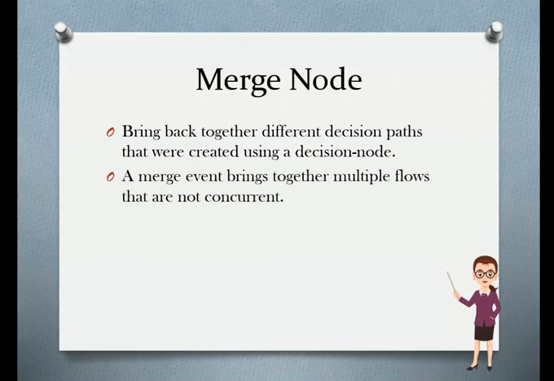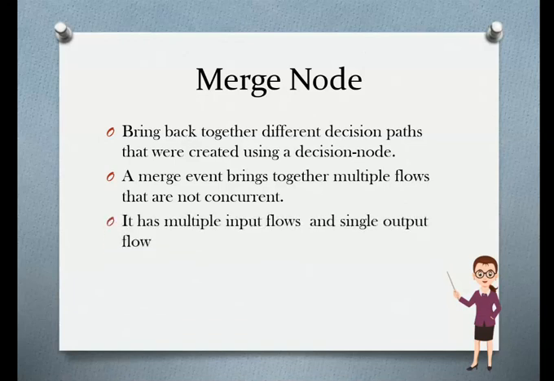So a merge event brings together multiple flows that are not concurrent. To combine decision nodes, we use a merge node. Again, a decision node can have only one input but multiple outputs, whereas a merge node can have multiple input flows but a single output flow. So choice 1 and choice 2 are merged and further activities are performed.